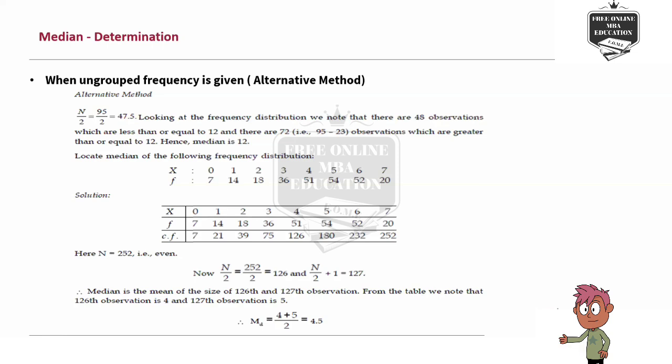So moving ahead with the next question, where n is even. Here they are using the same thing that I have just spoken: the 126th observation plus the 127th observation. And from the table, we know that the 126th observation is 4 and the 127th observation would be 5 only, because after that, up till 180, we have 5. The frequency we are talking about. So it would be (4 plus 5) by 2, which is equal to 4.5.